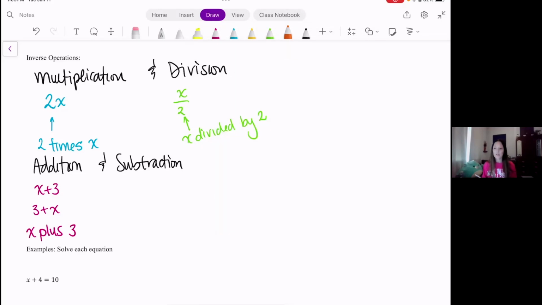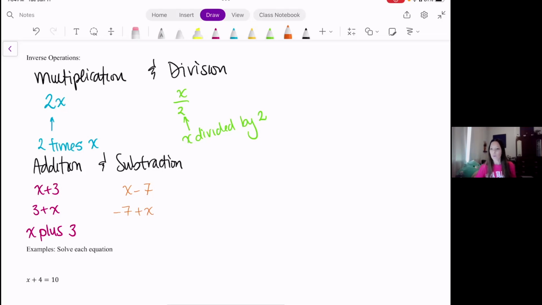For subtraction, you would see x minus a number. You could also see subtraction as a negative sign. So for instance, I could write -7 plus x. It looks like you have addition, but you are adding a negative number, and a negative number and subtraction are the same thing. If I was to try and get the x by itself here with the subtraction, I would add 7. So it is subtraction, and I'm undoing it by adding 7.